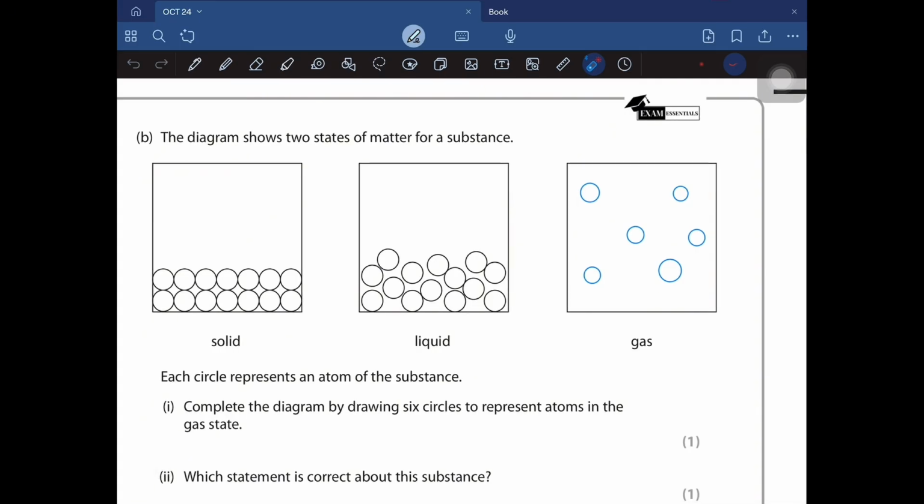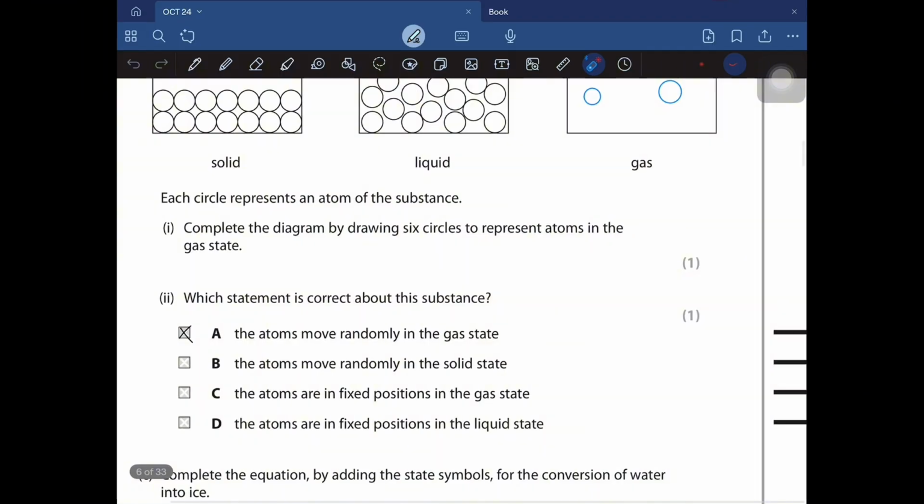The diagram shows two states of matter, solid and liquid, and a gas. Complete the diagram by drawing 6 circles to represent the atoms in the gas state. You should be drawing 6 atoms, and you have to ensure that the gaps between these 6 atoms are large enough, because in a gas the particles move in random directions. The spacing between the atoms needs to be larger than in liquids and in solids. Let's move on to the next question.